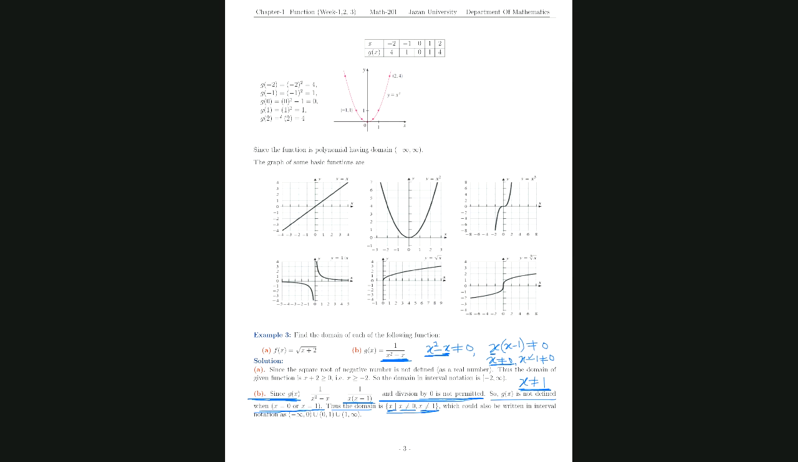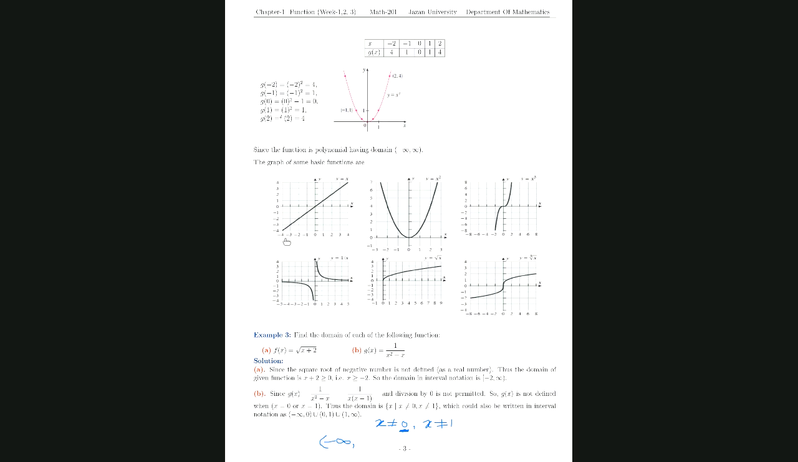Okay. And how to write this? If x is not 0 and x is not 1, then how to write the domain? All real numbers: we start from minus infinity, and then up to 0, not including 0.